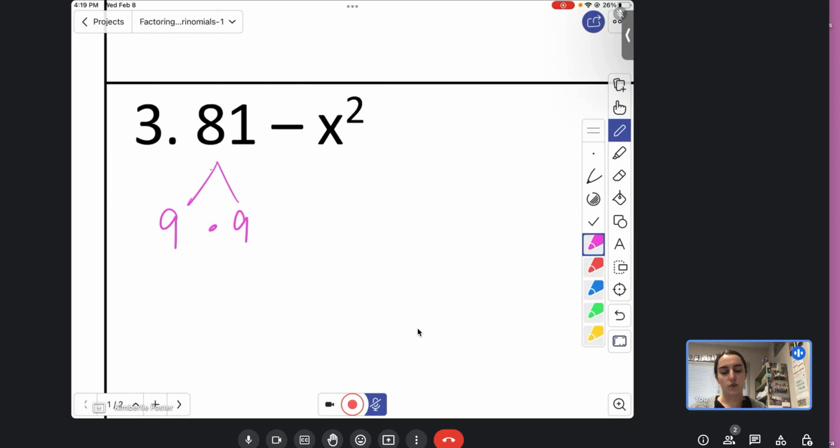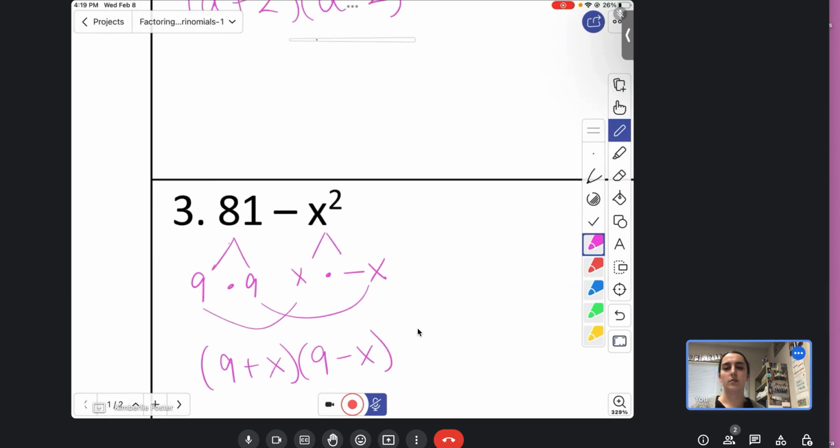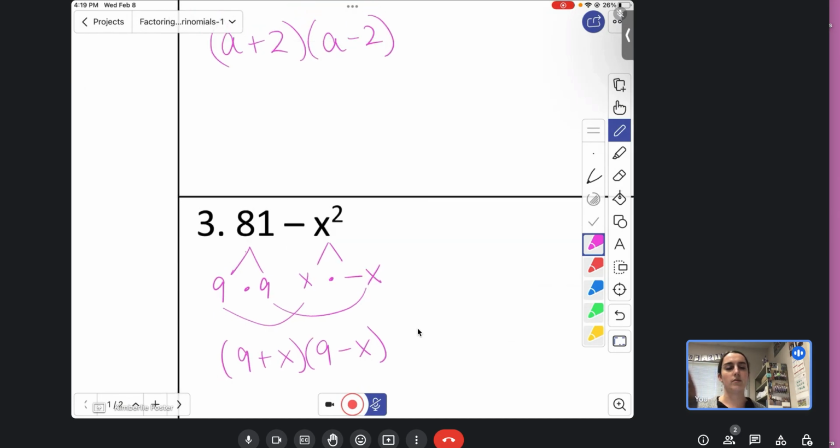And negative x squared is x times negative x, right? So let's pair them up. I'm going to have 9 plus x and 9 minus x. So notice it looks similar. Let me zoom out. It looks similar, but now the number is first and the variable is second.